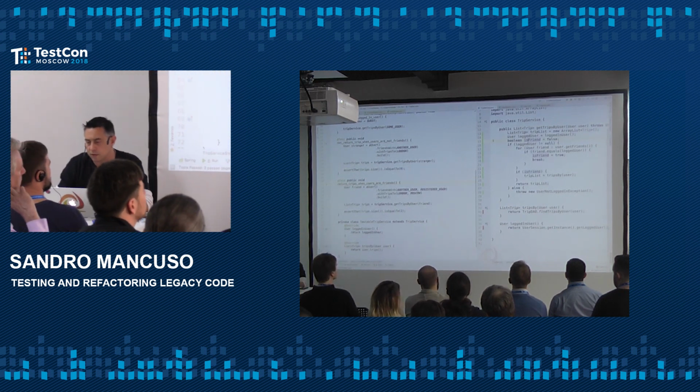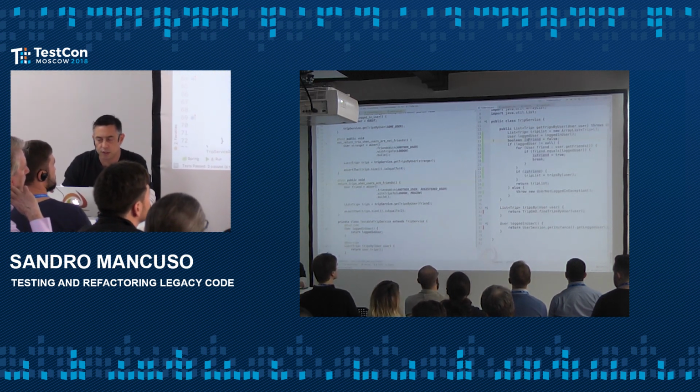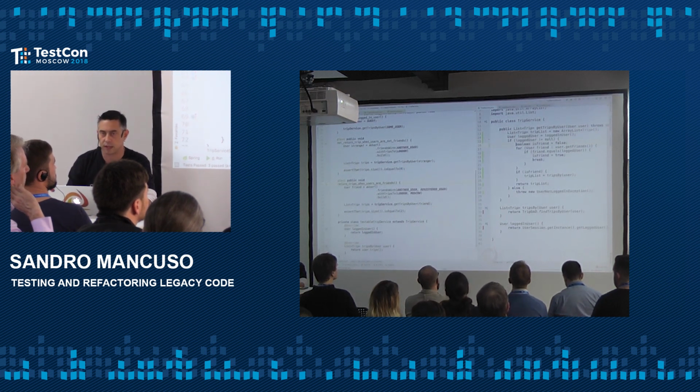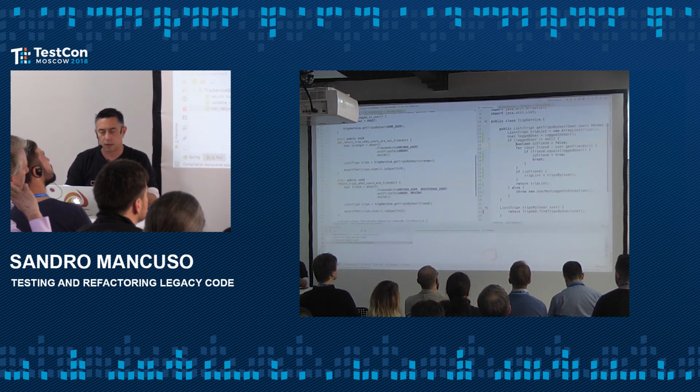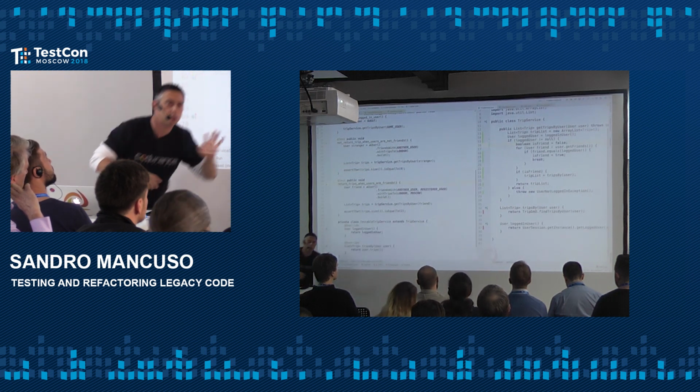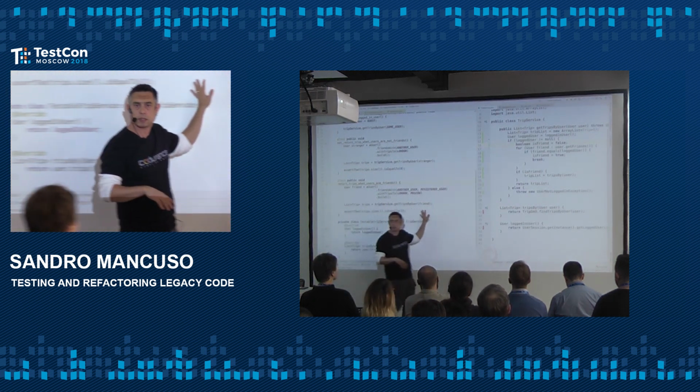So for example, this is friends flag. It's just used inside the if. So let's move that inside, run the test. It's not because we have tests that we should go crazy.